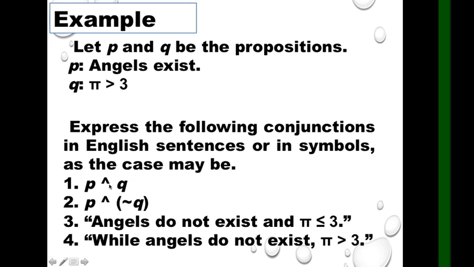Conjuncts meaning to say and, right? Angels exist and pi is greater than 3. Okay? That's the English sentence for number 1. Number 2. P conjuncts not Q. Conjuncts means and. So that is angels exist and pi is less than or equal to 3.